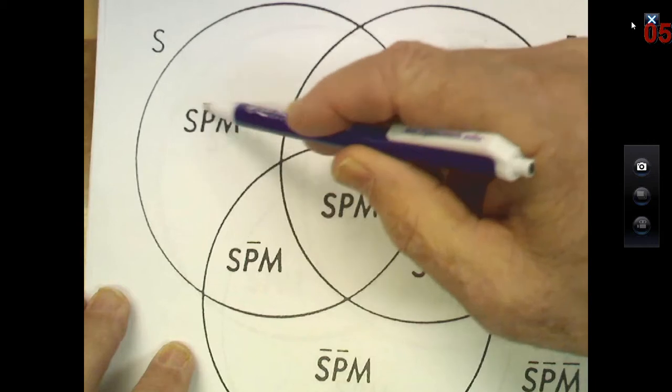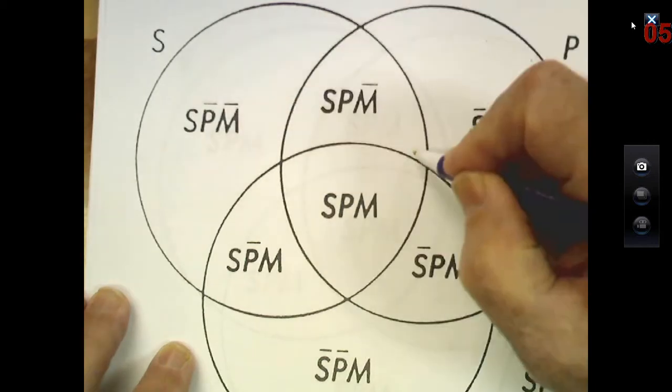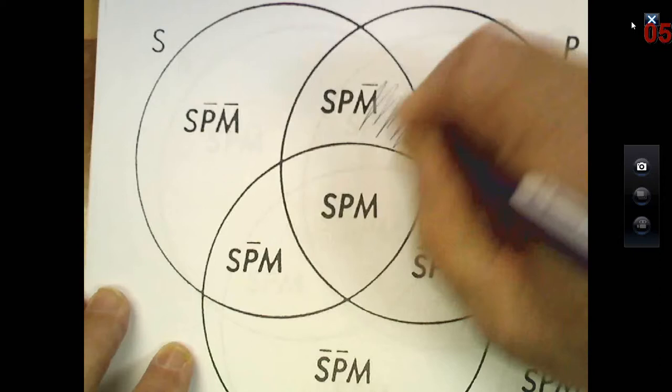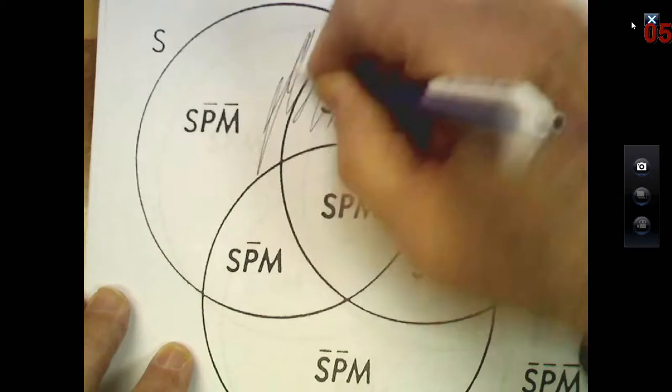All right, so I want to shade in everything that's in S that's not in P, not in M. So I shade all this.